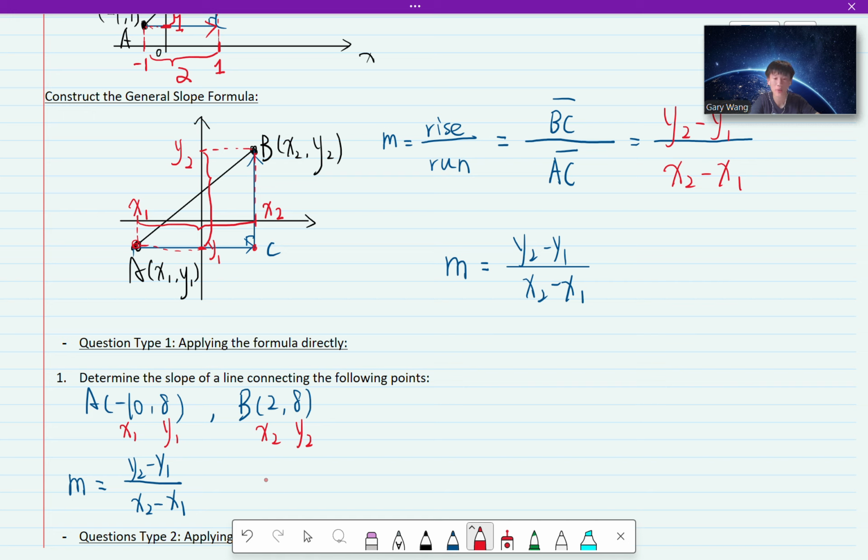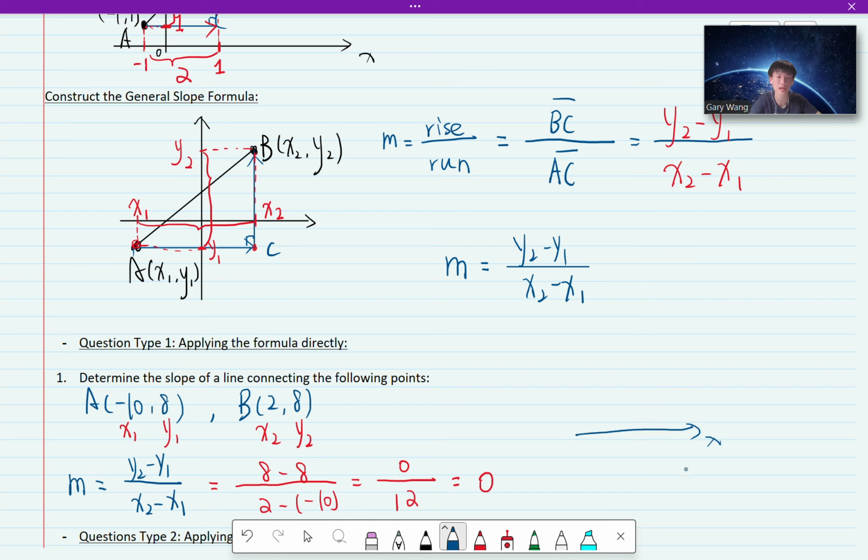So now we can just substitute the values in. y2 minus y1 would be 8 minus 8, and x2 minus x1 is 2 minus negative 10. And then do a simple calculation. 8 minus 8 is 0, 2 minus negative 10 is 12. And this yields a slope of 0. Surprising, hey? But if we think about it, after we apply the formula, let's do a simple sketch of the graph.